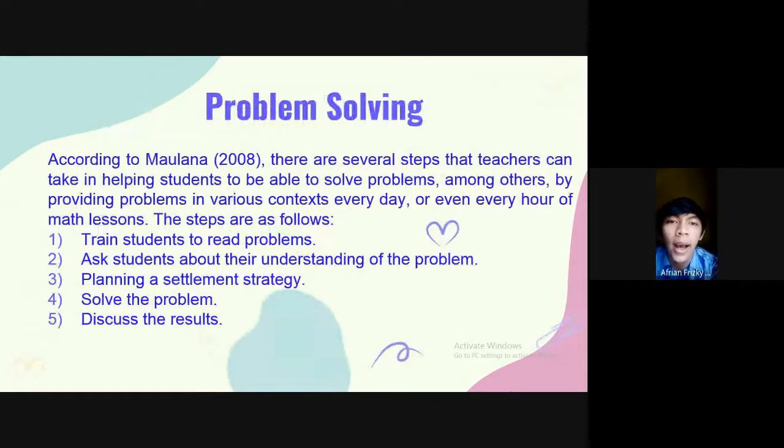Okay, the next, according to Maulana, there are several steps that teachers can take in helping students to be able to solve problems. Among others, providing problems in various contexts every day, or even every hour of mathematics lesson. The steps, we have five here. The first is train students to read problems, ask students about their understanding of the problem, plan a settlement strategy, solve the problem, and the last is discuss the result.